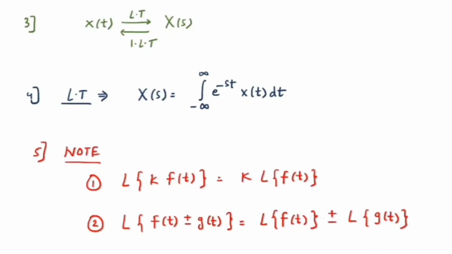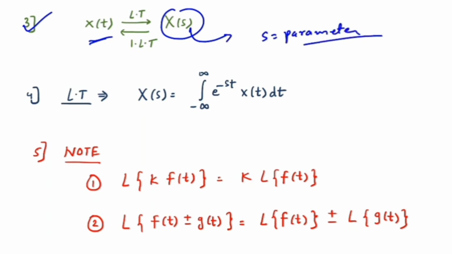Let's learn about how we can apply the Laplace transform. For that I have made a note. Make sure that if you have a time domain signal x of t, and you apply the Laplace transform, then you will get the Laplace domain signal, and this s represents that we are in the Laplace domain. S is nothing but the parameter. So these are some terms you should know. If we apply the Laplace transform, we can go from the time domain to the Laplace domain.